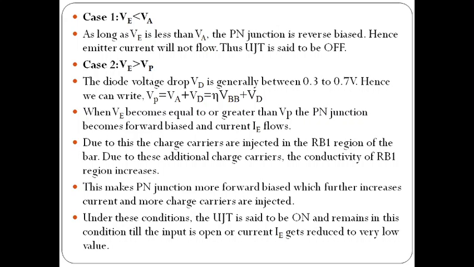The diode voltage VD and the voltage drop across the RB1, the sum must be less than the VE value. Then only the diode will turn on. So when VE is greater than or equal to VP, the diode PN junction becomes forward biased and the current IE flows in the circuit.